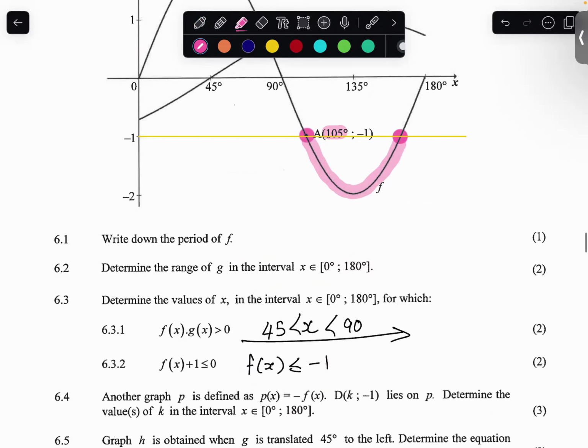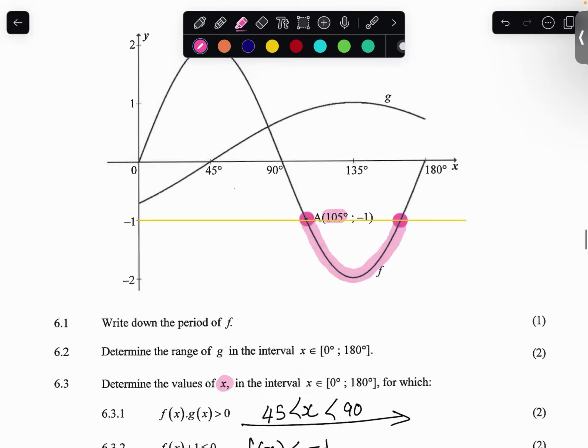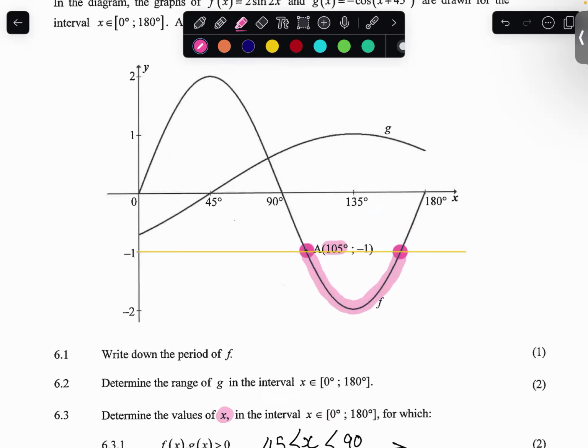Remember, this question starts with for which values of x, so I'm only interested in the x value. Either way, the corresponding y is going to be minus 1 because it's on the line y is equal to minus 1. I know that this x value is 105. I need to figure out what this other x value is. Now, because there's a turning point here, this distance and this distance are exactly the same. So from 105 to 135 will be the same as from 135 to whatever this is.